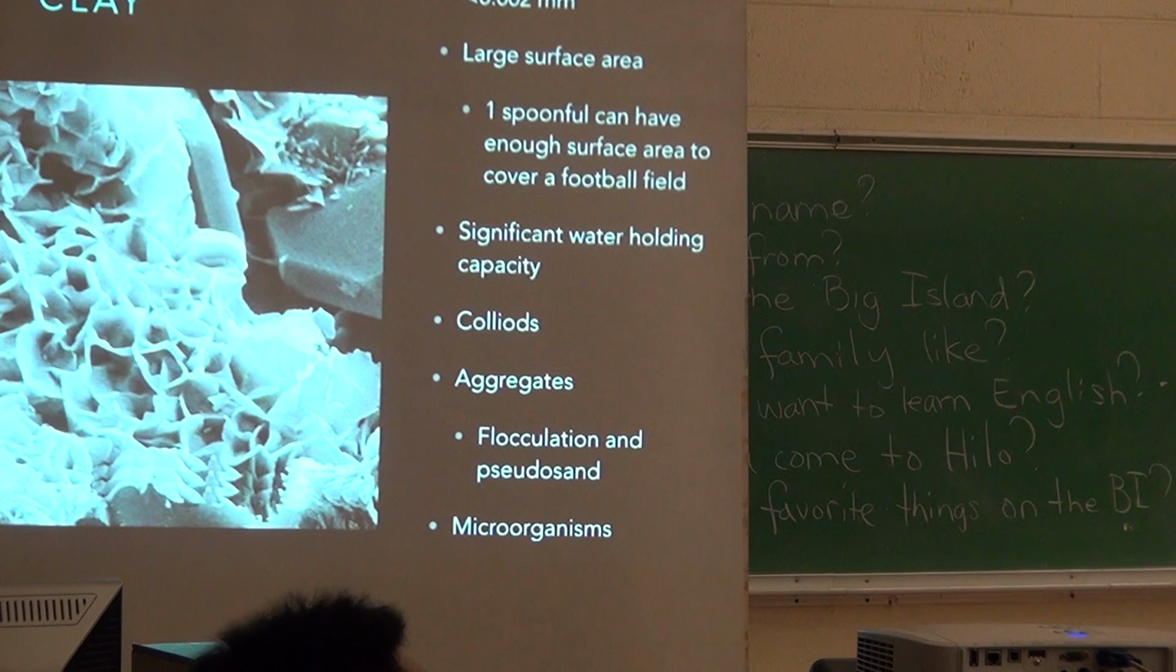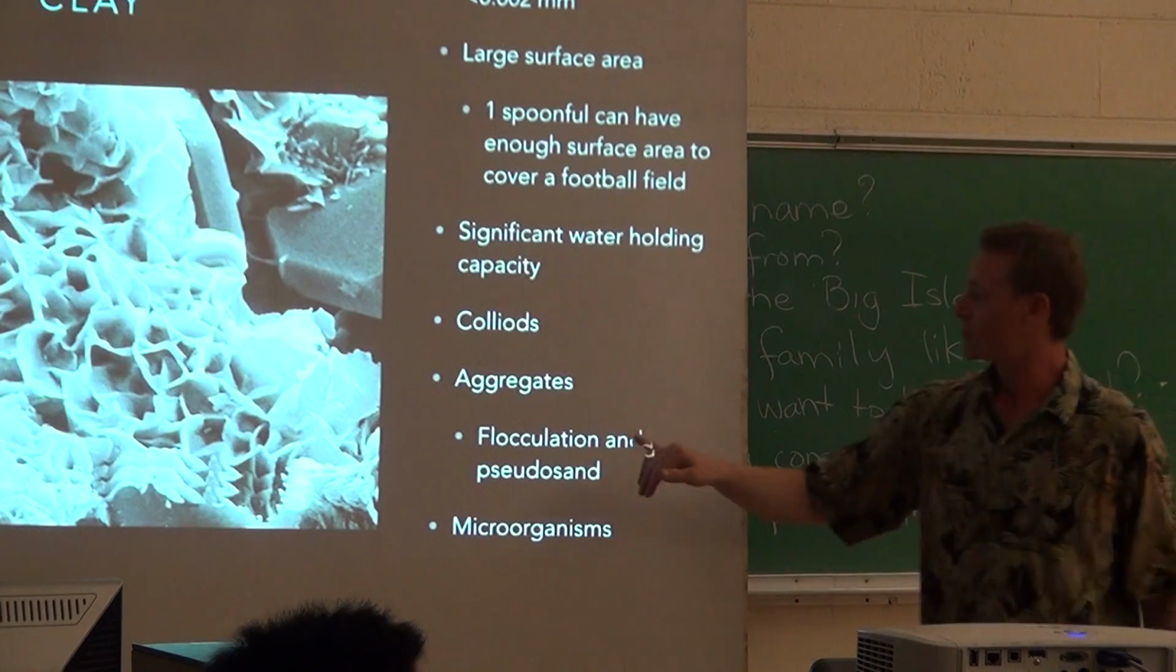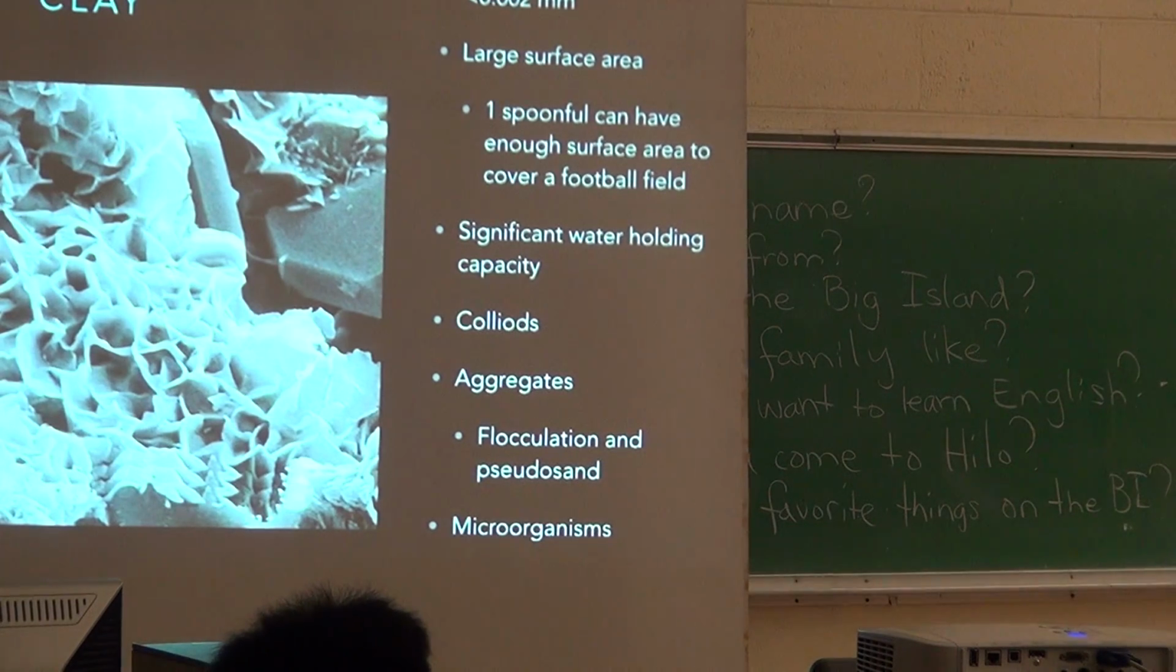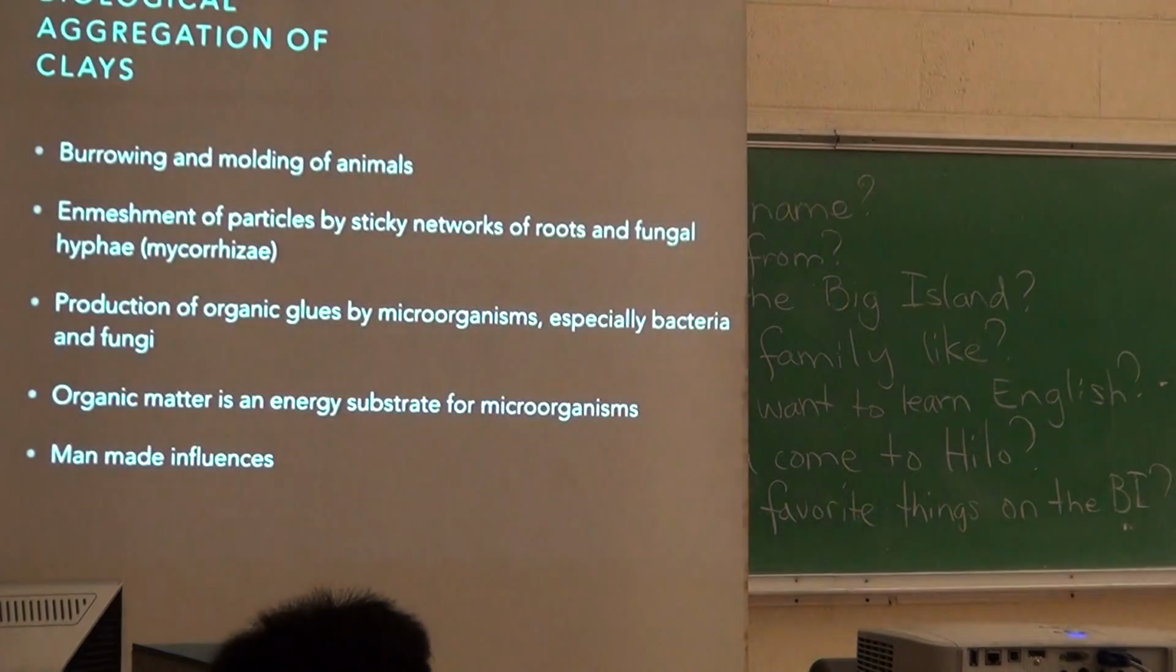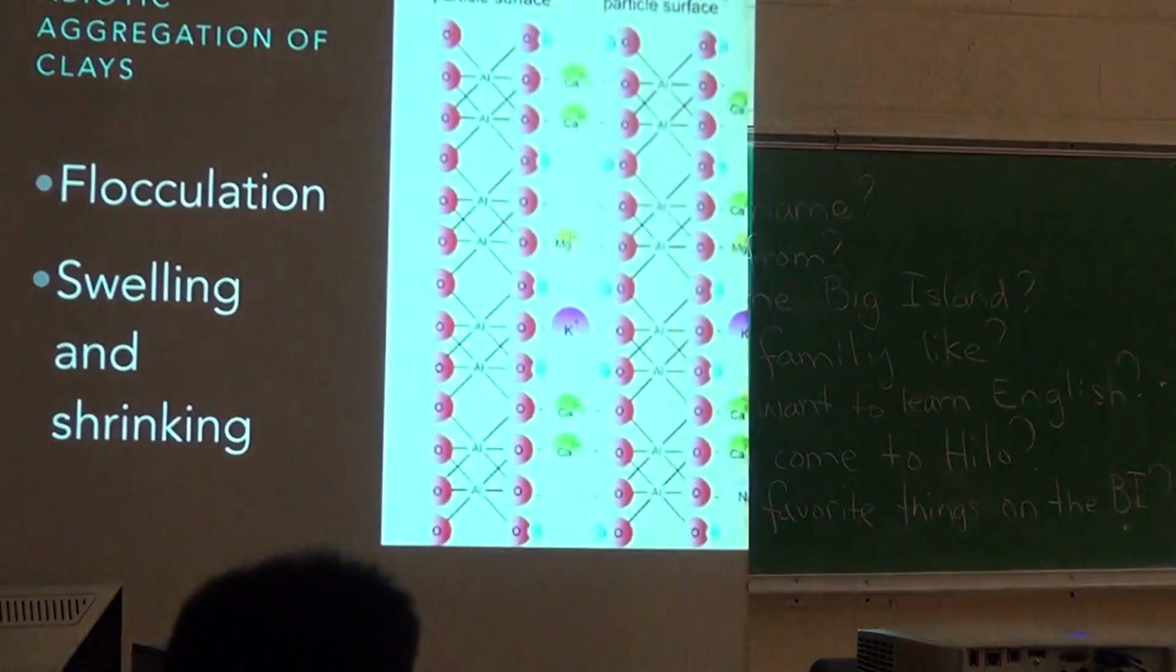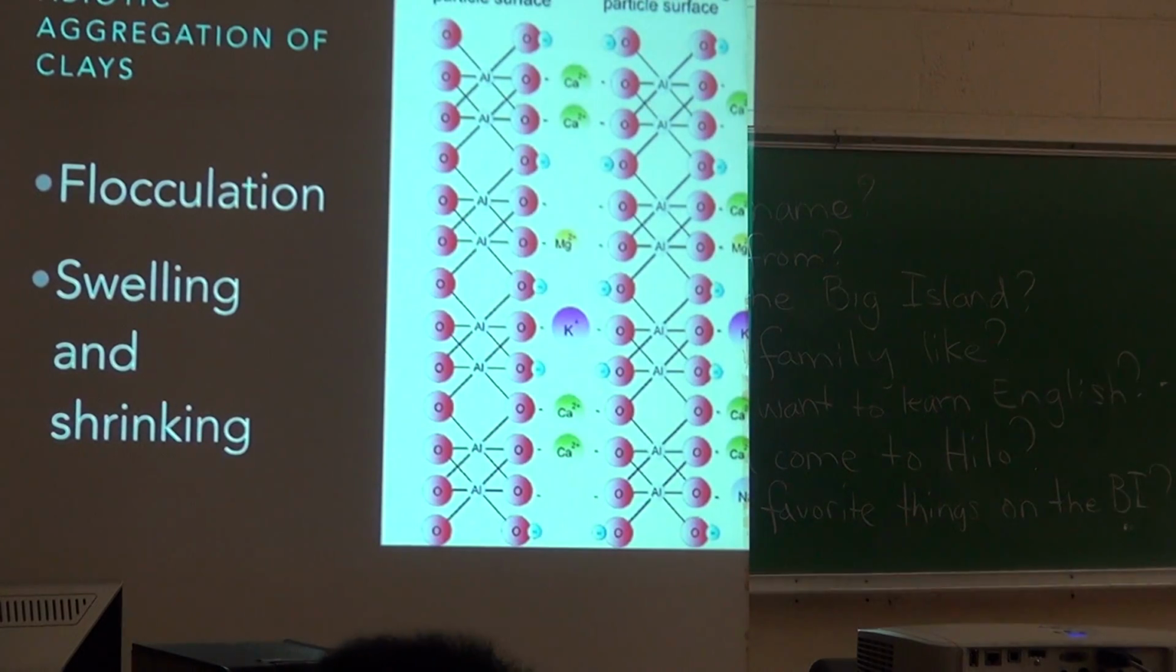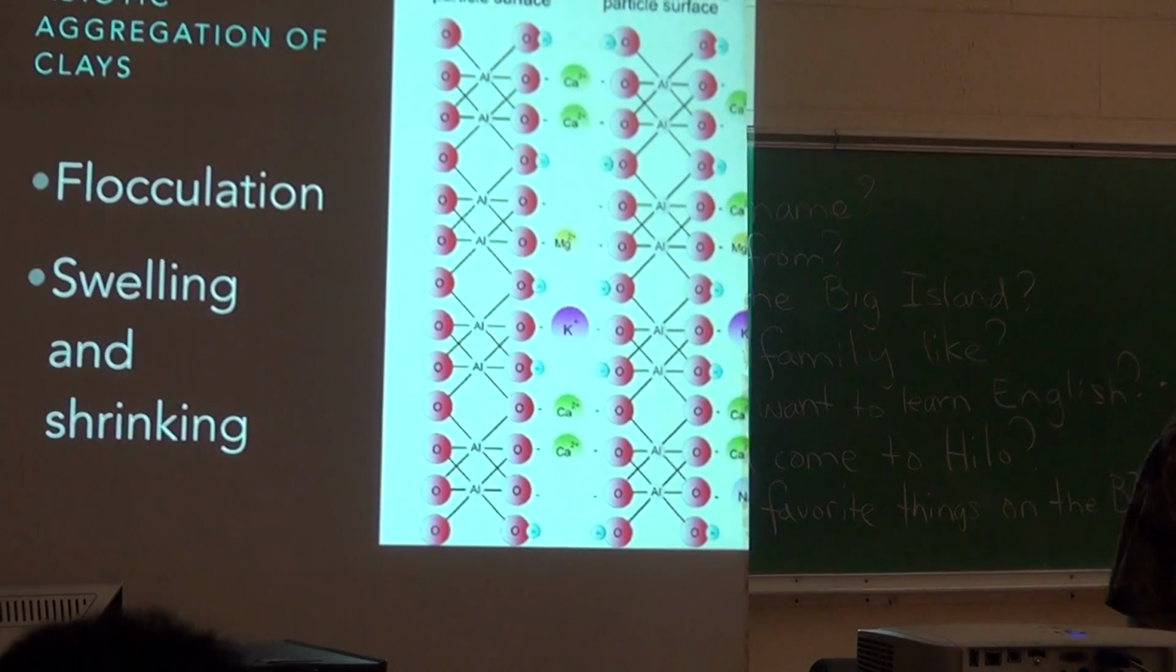Those layers, like a sheet of layers might go inside another sheet of layers like this, and when the water goes away, they're stuck together. You're not going to get them apart. Okay. So that's flocculation. Wrong slide. So that's flocculation, shrinking and swelling. You understand that? That's how clays behave together.